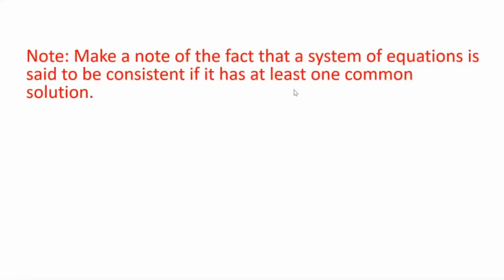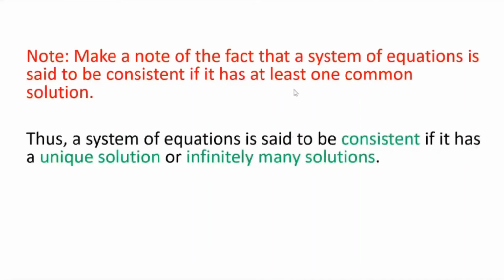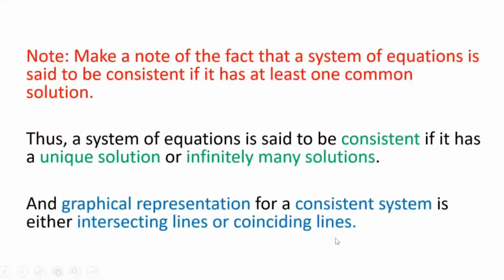But the case where there is no solution, you remember the case of parallel lines where they are not meeting, that means there is no common solution. So whenever there is no common solution, we say that it is inconsistent. Thus, a system of equations is said to be consistent if it has a unique solution or infinitely many solutions. And the graphical representation of a consistent system is either intersecting lines or coinciding lines.